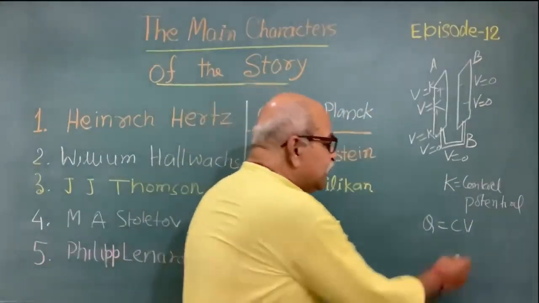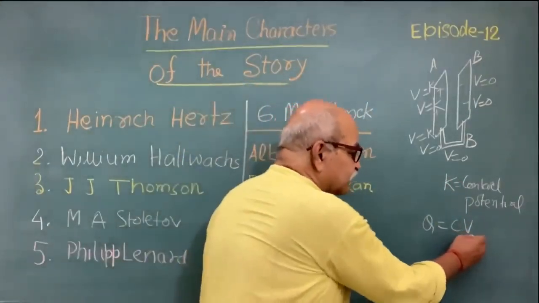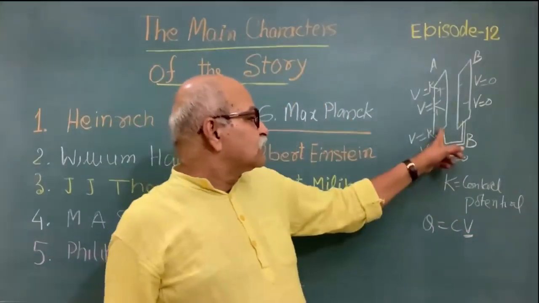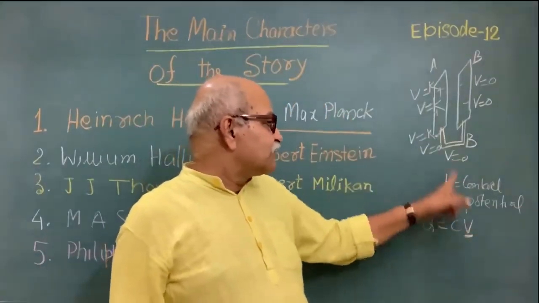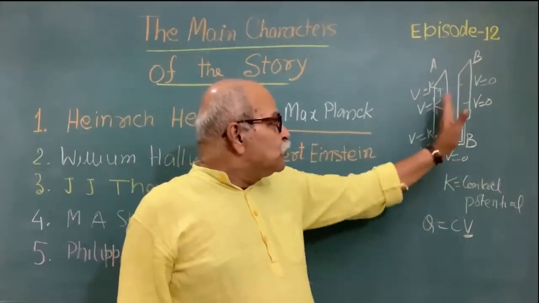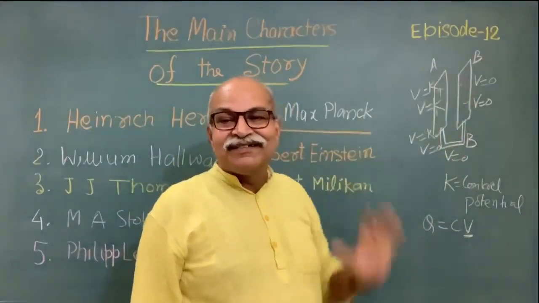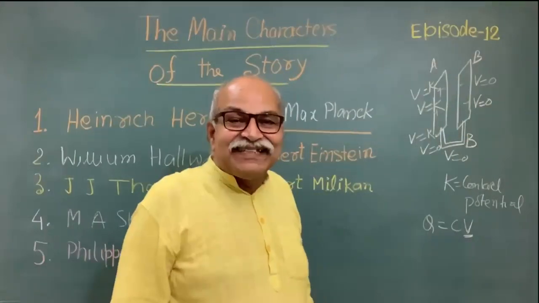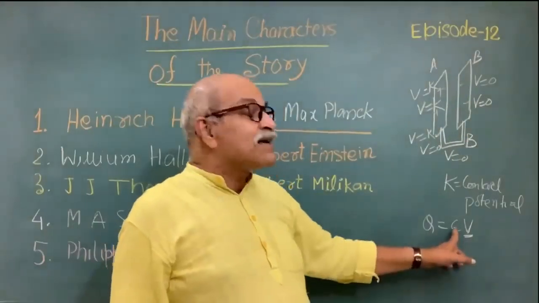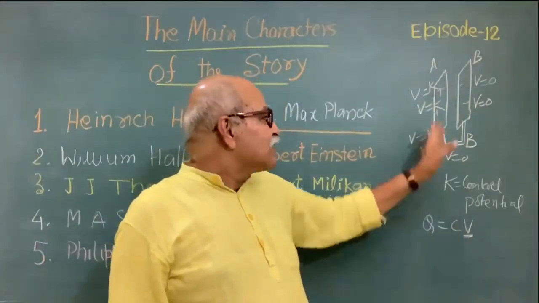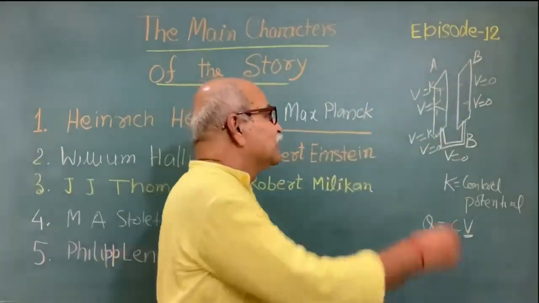Now this V is fixed. This junction will decide how much this V is. Now if you change the separation a little bit, what are you changing? You are changing the capacitance. Parallel plate capacitor, some epsilon naught A by D.